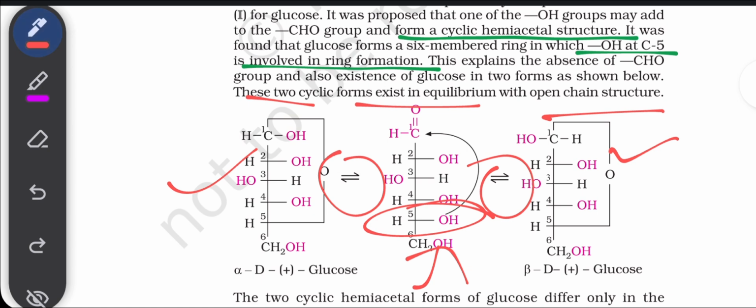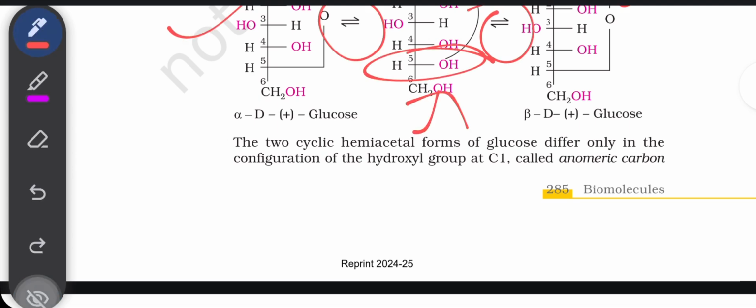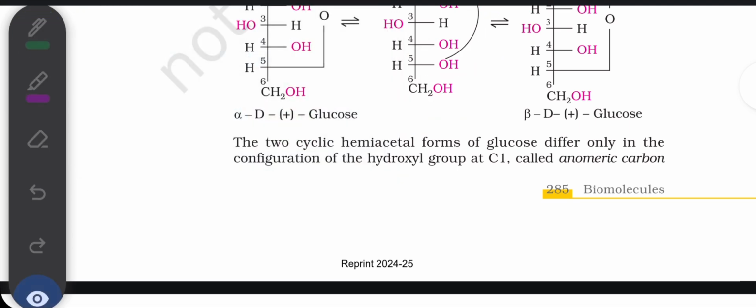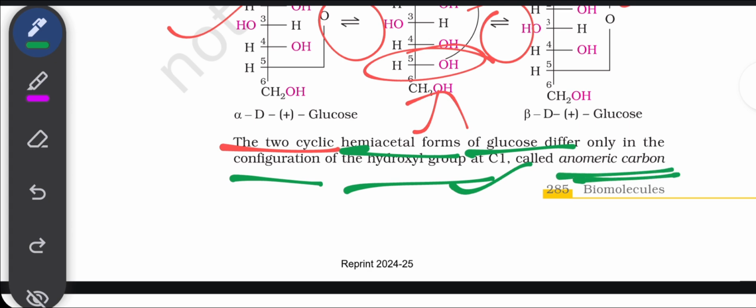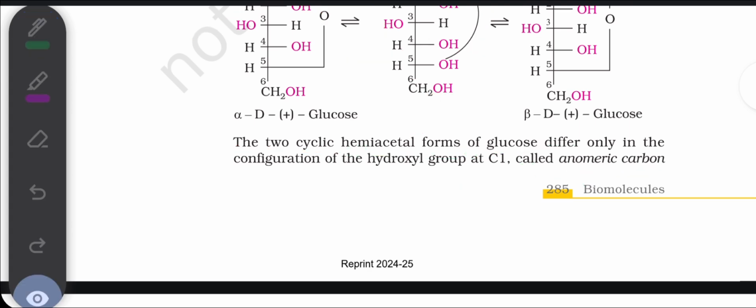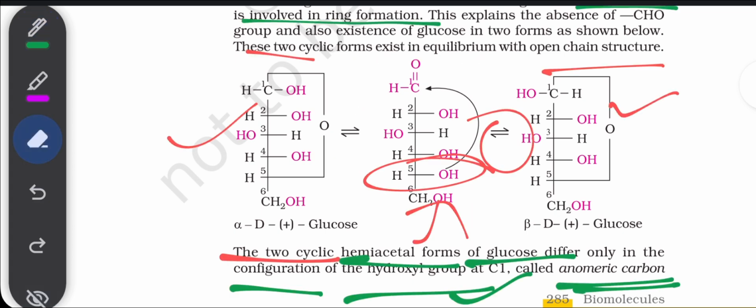Now moving ahead. The two cyclic hemiacetal forms of glucose differ only in the configuration of the hydroxyl group at C1 position, called anomeric carbon. Okay, anomeric carbon. So if we see the difference in them, they only differ at the C1 position. Okay, you can see here.